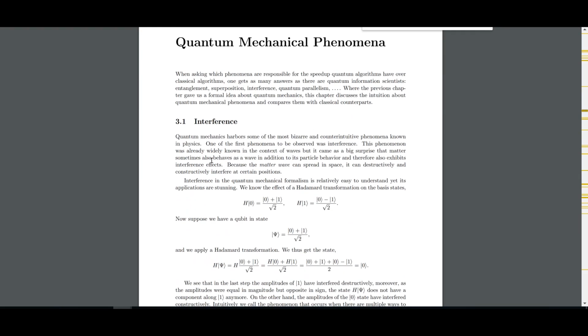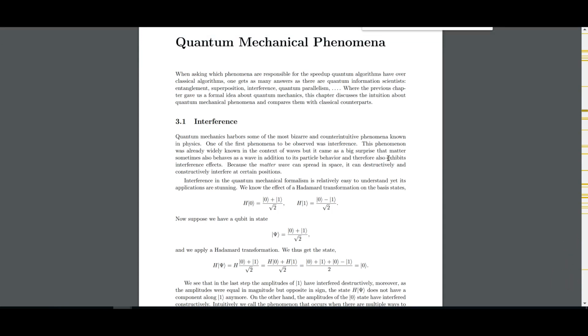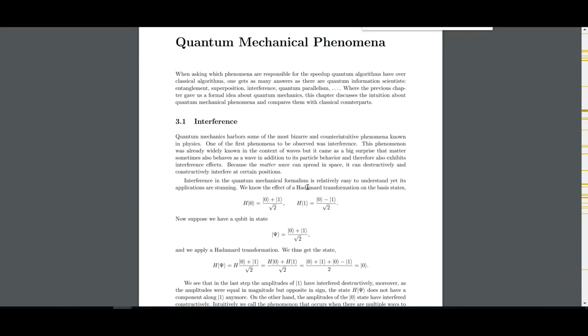Okay, so quantum mechanics harbors some of the most bizarre and counterintuitive phenomena known in physics. One of the first phenomena to be observed was interference. This phenomenon was already widely known in the context of waves, but it came as a big surprise that matter sometimes also behaves as a wave, in addition to its particle behavior, and therefore also exhibits interference effects. Because the matter wave can spread in space, it can destructively and constructively interfere at certain positions. Interference in the quantum mechanical formalism is relatively easy to understand, yet its applications are stunning.